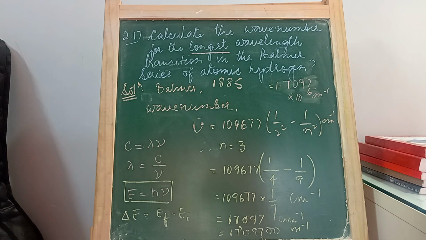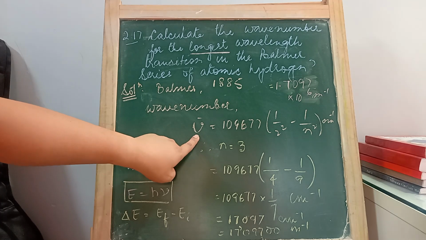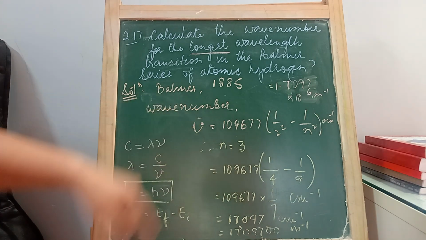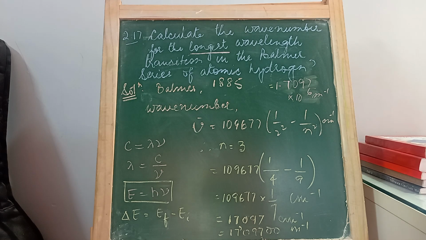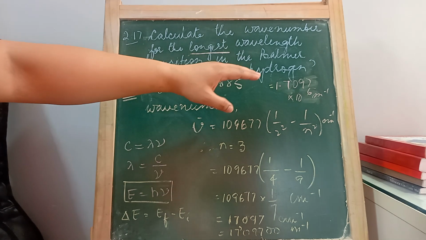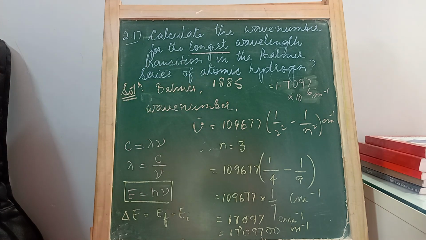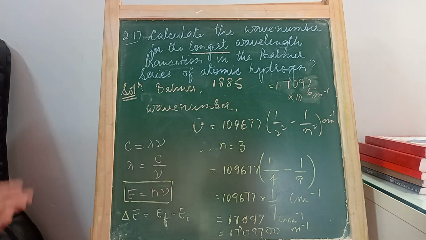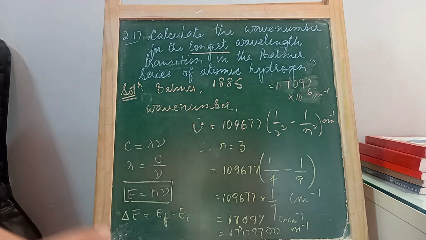Yes, so you are required to calculate the wave number. The symbol is like the symbol for frequency, and over that we put a bar. This is the symbol of wave number, and it's regarding the transition in the Balmer series. So you understand what the Balmer series is, and it's happening in atomic hydrogen. Whether it's the Balmer series or Paschen series or Brackett and Pfund series, please remember that these series are related to the hydrogen atom, right?